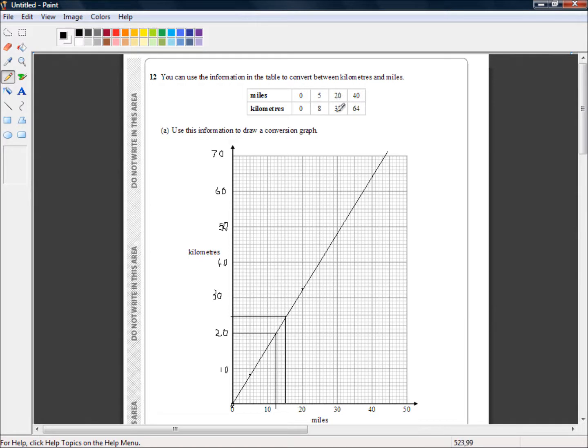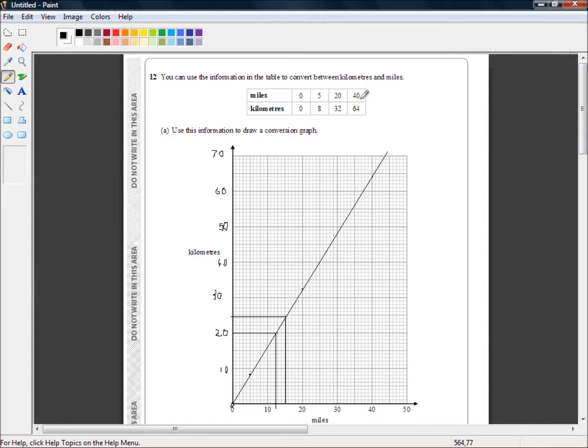And then we've got 20 and 32, so we go to the 20, which is conveniently already marked, and we go up, and we're looking for 32 up the y-axis, so we've got 10, 20, 30, and then it's 2 more above the 30 line, and then we put our point here.